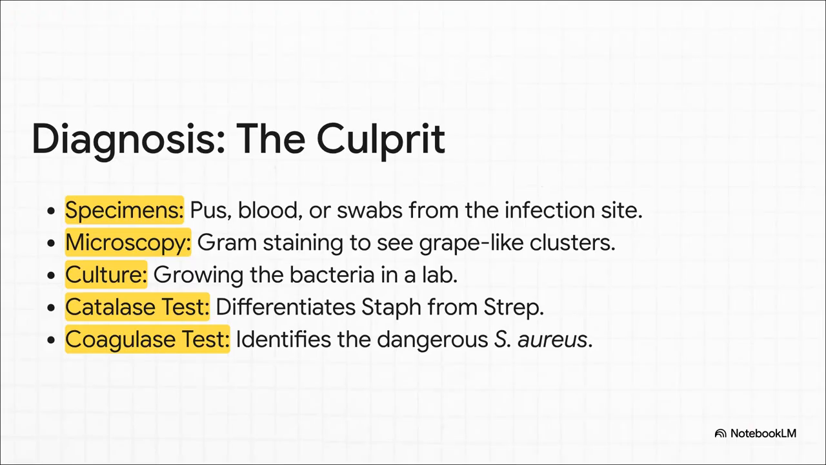The fight always starts with some good old-fashioned detective work. In the lab, technicians will confirm those grape-like clusters, but then they run two really crucial tests. The first, a catalase test, basically answers the question, is this staph or its cousin, strep? The second, a coagulase test, asks the most important question of all, is this the highly dangerous S. aureus?